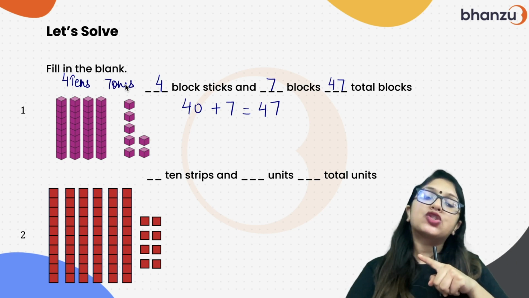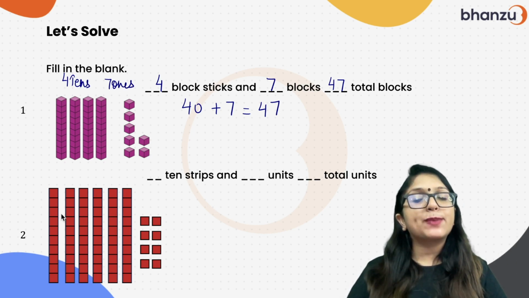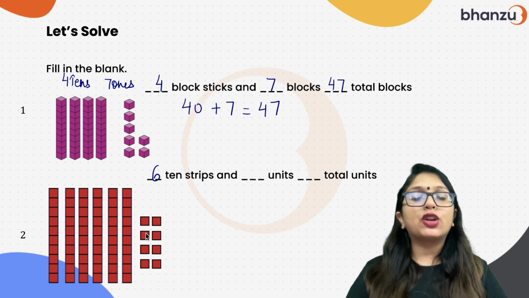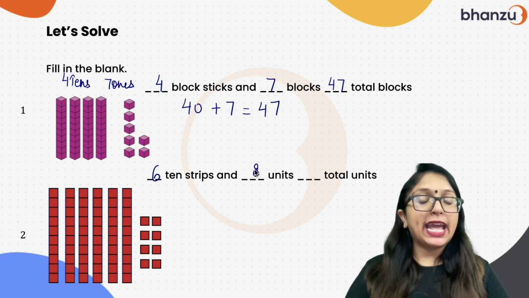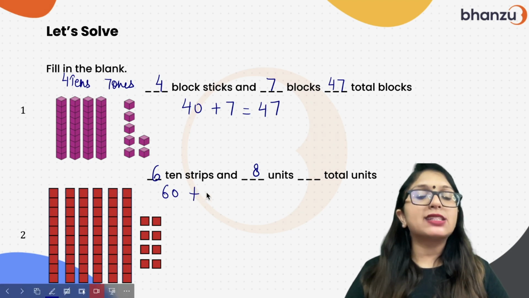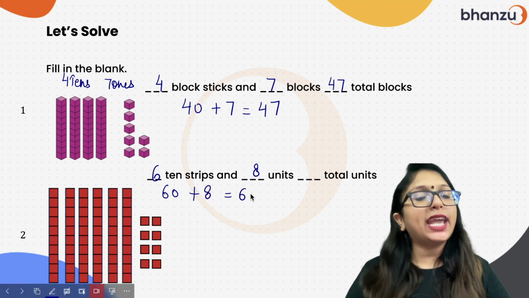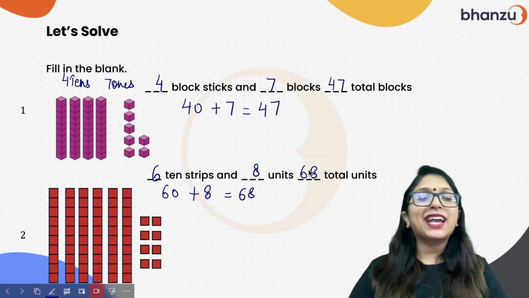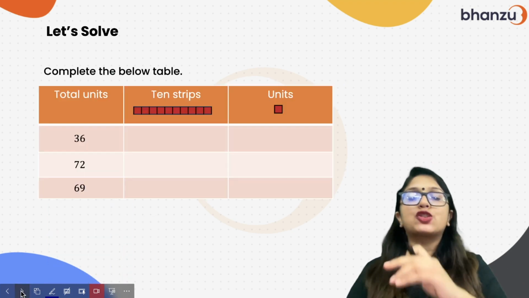We will be counting the strips this time. How many 10 strips are there? 1, 2, 3, 4, 5, 6. 6 10 strips are there. And how many units are there? 1, 2, 3, 4, 5, 6, 7, 8. And then 6 10 strips means 60. 8 units and then 60 plus 8 is 68. So there are total 68 units. Easy peasy again. Now we will be practicing the next question.